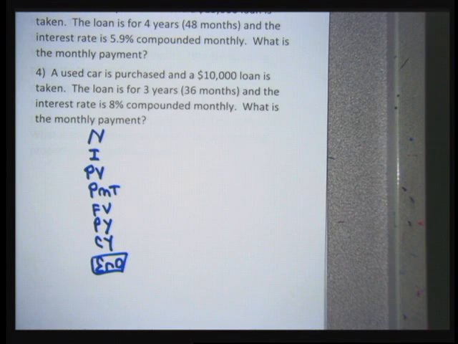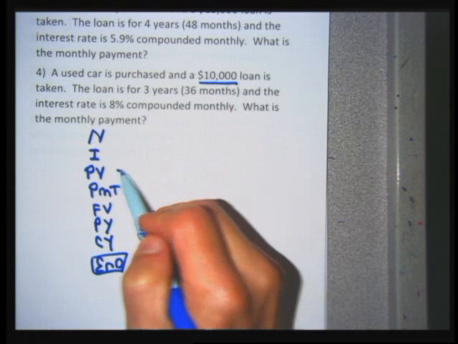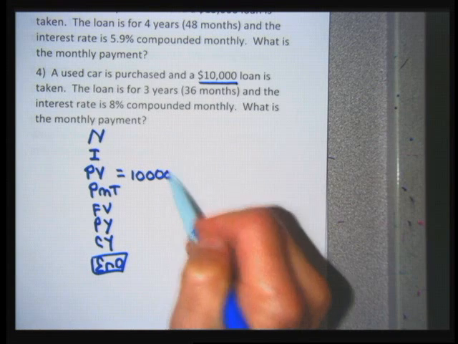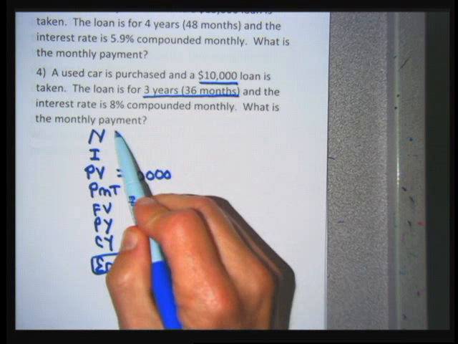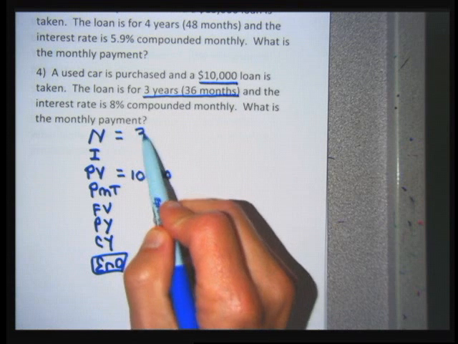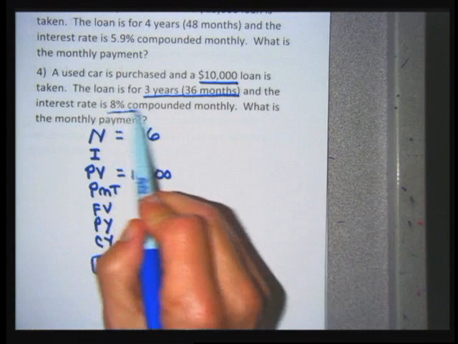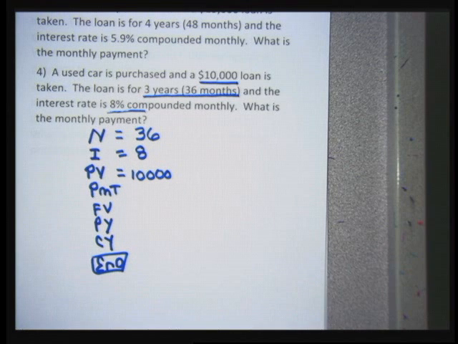So as I read through the problem, the first number I see, the 10,000 is the loan amount, it goes in for the PV. The next number that I see is 3 years and 36 months. The 3 years and 36 months are the same amount of time, but I need the 36 for the months. The only other number I see is the 8% interest. So those are the numbers that are in the problem. The rest of the numbers are either unknown or I just have to infer them from the problem.